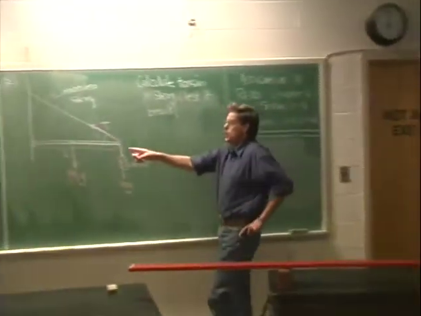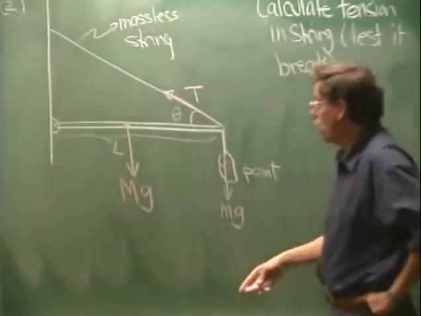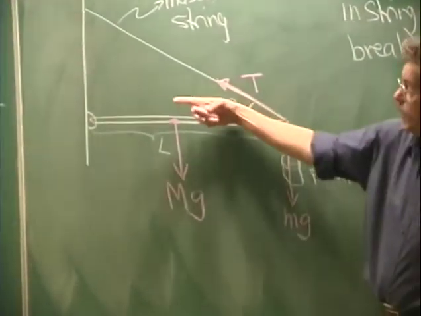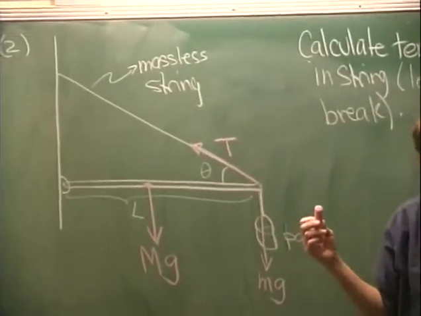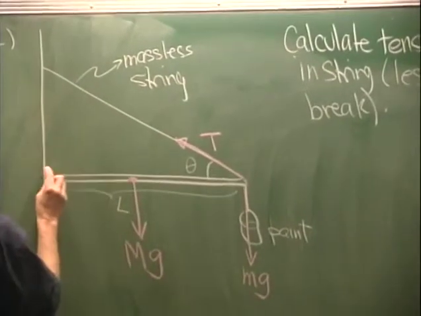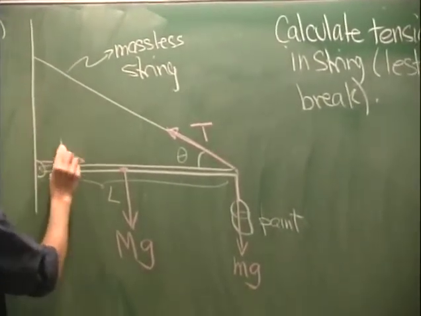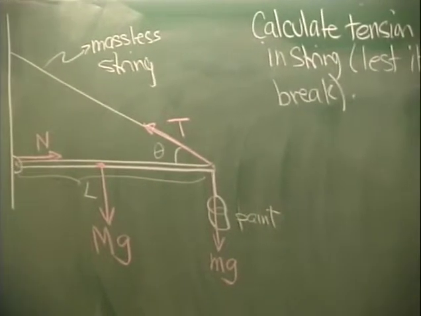Well, the hinge is surely exerting some forces on this thing, right? First of all, the tension is pulling back this direction, so that hinge has got to be pushing that stick to the right. And I think that's a normal force exerted by the hinge. So there's going to be a force this way. Let's call it normal force N, pushing in that direction.